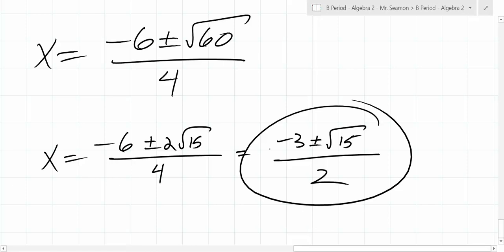Is that a lot better than completing the square from the beginning? Again, the easiest mistakes are super easy to make. Forgetting a negative, what happens? Boom. Labeling a, b, c wrong. Boom.